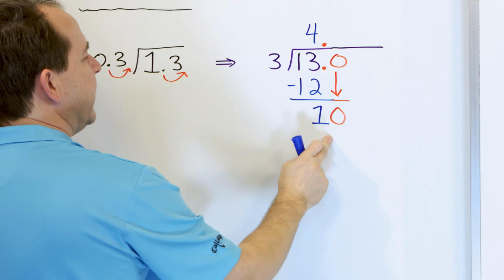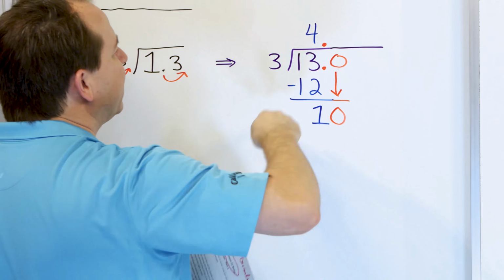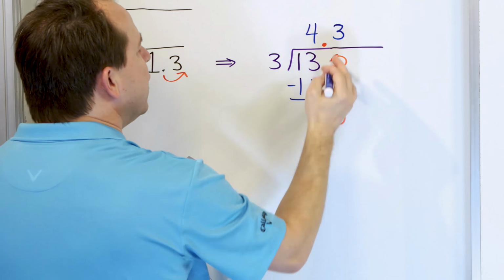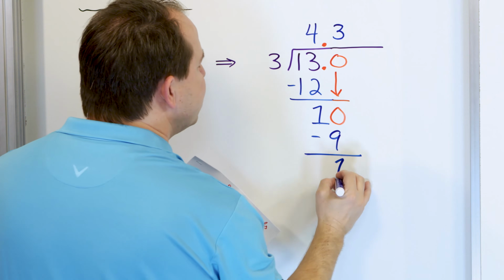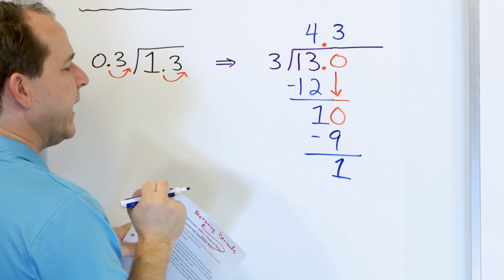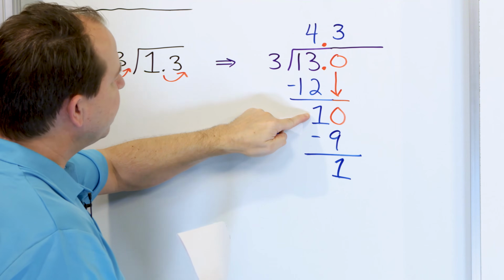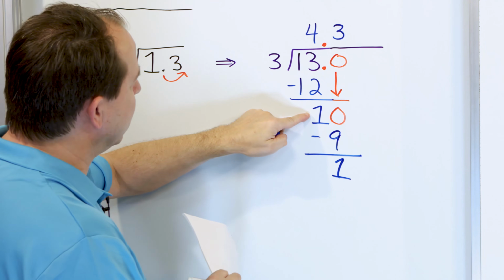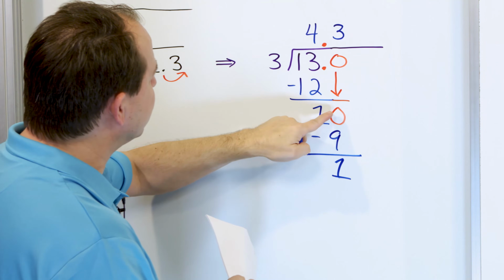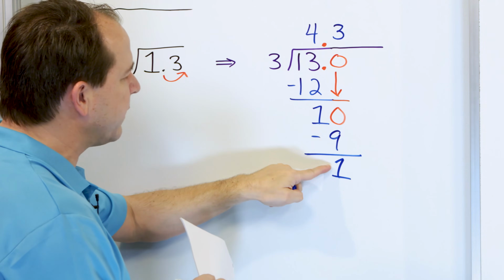Well, 3 times 3 is 9. 3 times 4 is 12. So it has to be 3 times 3, which is 9, subtract, and you get now a 1. Okay, now look at what's going on here. The first time we subtracted, we got a 1. So we said, okay, we want a remainder of 0. So we add a 0, drop it down, do the process again, and again we got a remainder of 1.